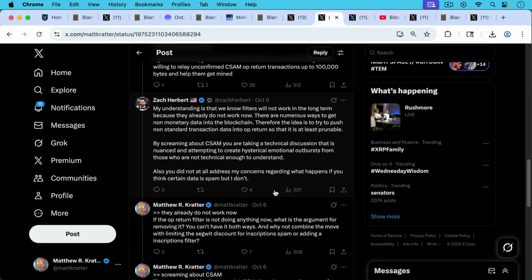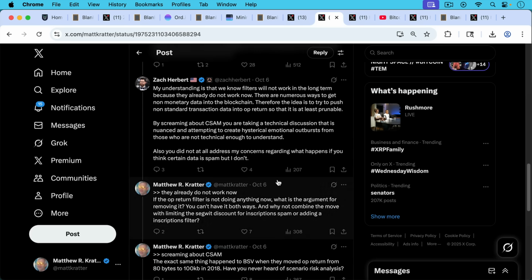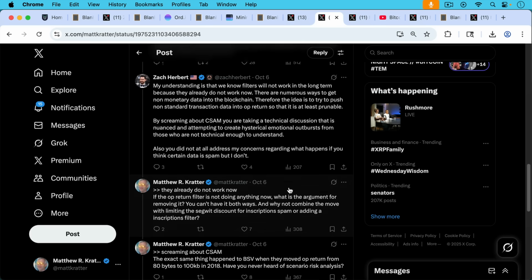My response, in which he says the filters are not even working now, my response was, if the OP_RETURN filter is not doing anything now, what is the argument for removing it? You can't have it both ways. And why not combine the move with limiting the SegWit discount for inscription spam or adding an inscriptions filter?